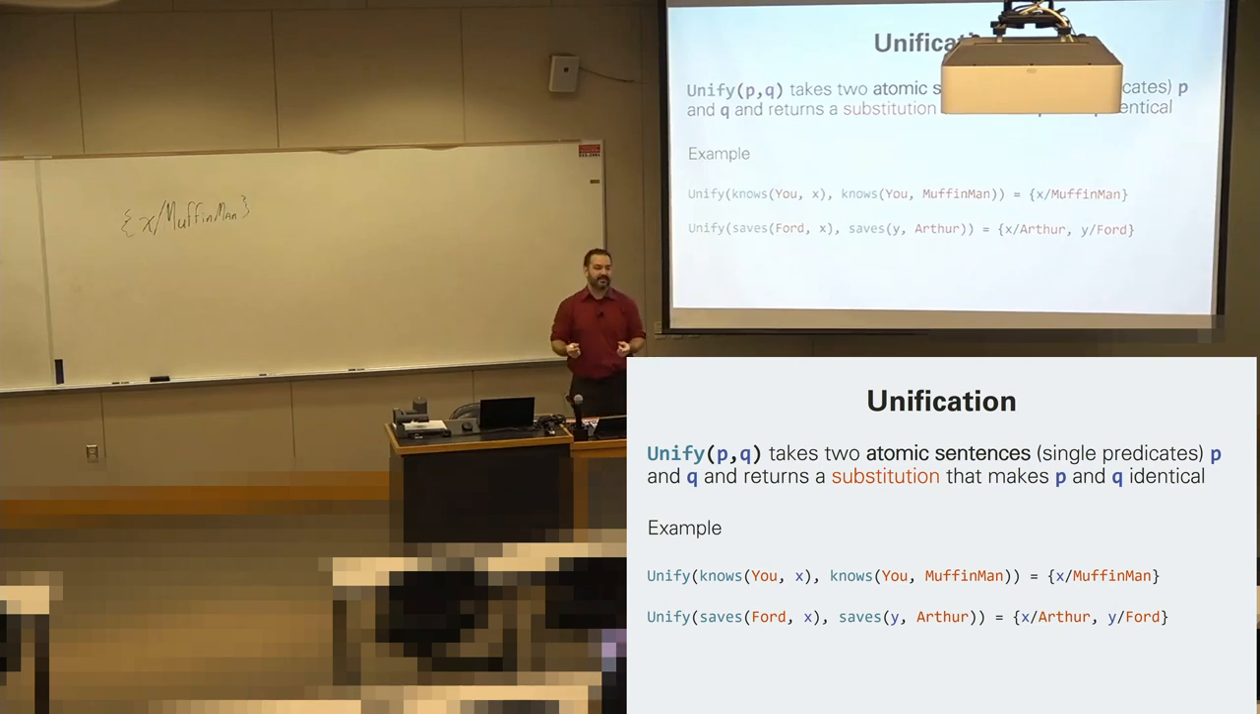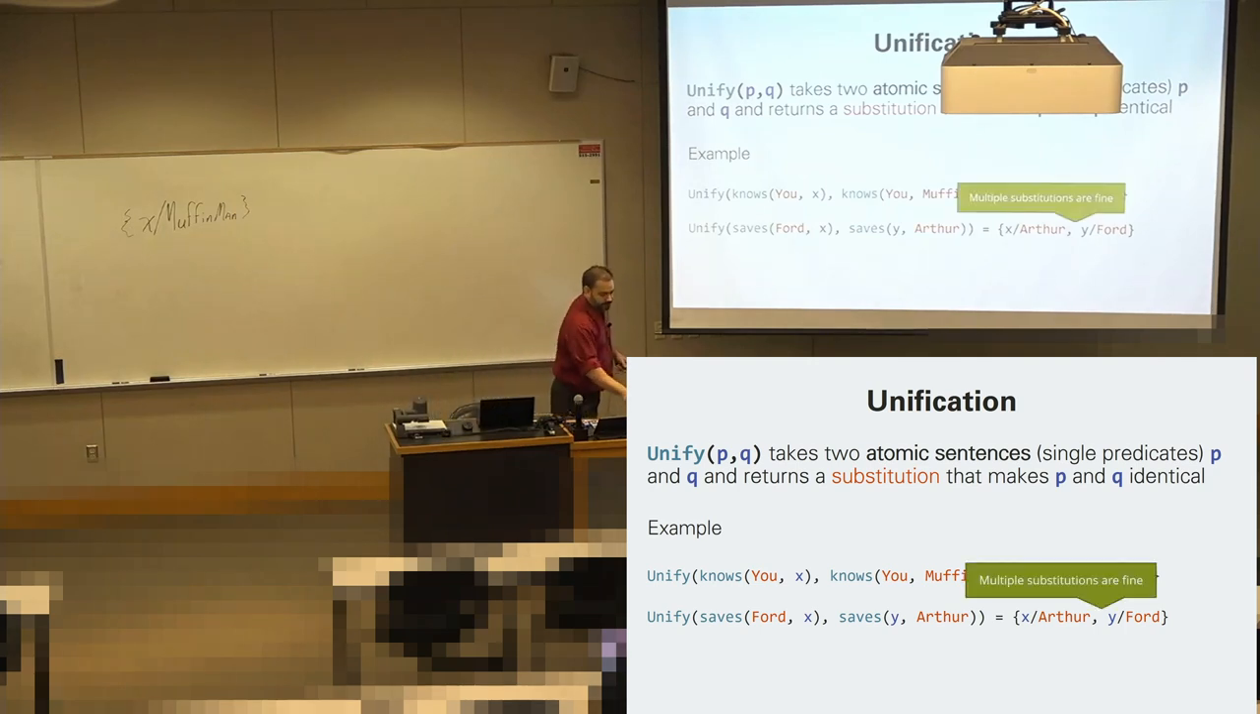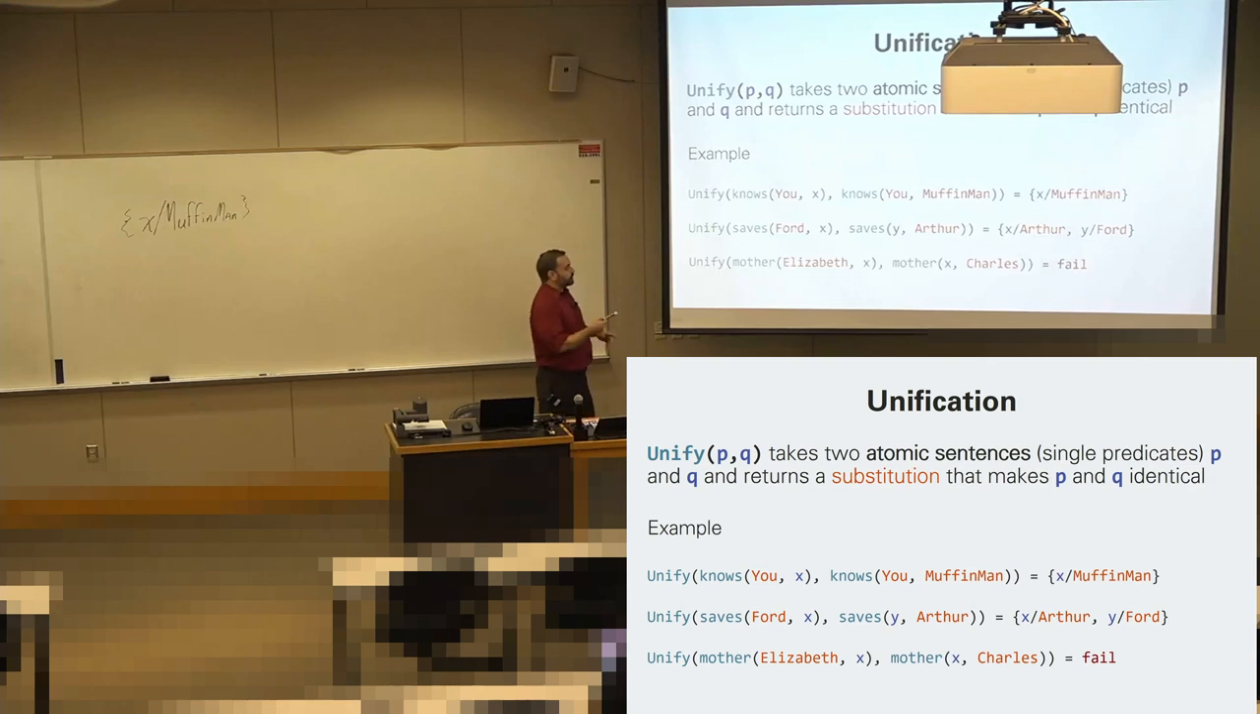So what happens when I cannot make that substitution? Sometimes we may find ourselves with rules or facts that don't pan out. They don't work, right? Multiple substitutions are fine. So in this situation, what if I had the predicate mother? Elizabeth is the mother to some X. Okay, fine. And then X is the mother to Charles. Now the question becomes, can I make a substitution of X that would make these sentences the same? And the issue is, no, right? If I substituted X for Charles, Elizabeth is the mother of Charles.